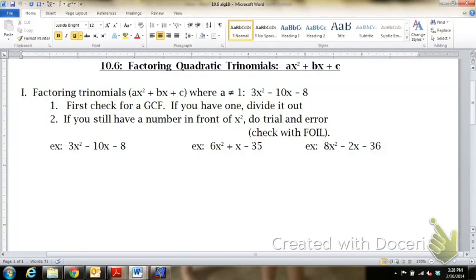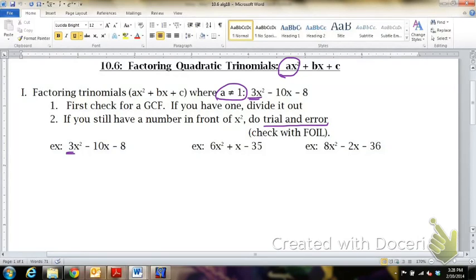So you might be looking at the 10-6 notes and saying, why on earth are they so short? Well, here's why. There's no real way to do these other than trial and error, sadly. But now the difference with this section and the last section is that we're going to have a number in front of that x squared. So a is not going to equal 1. You notice that there's a number in front of all of these x squareds.